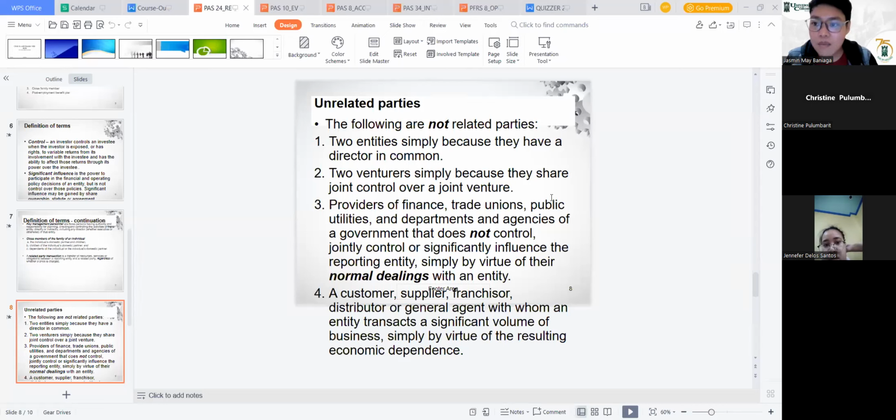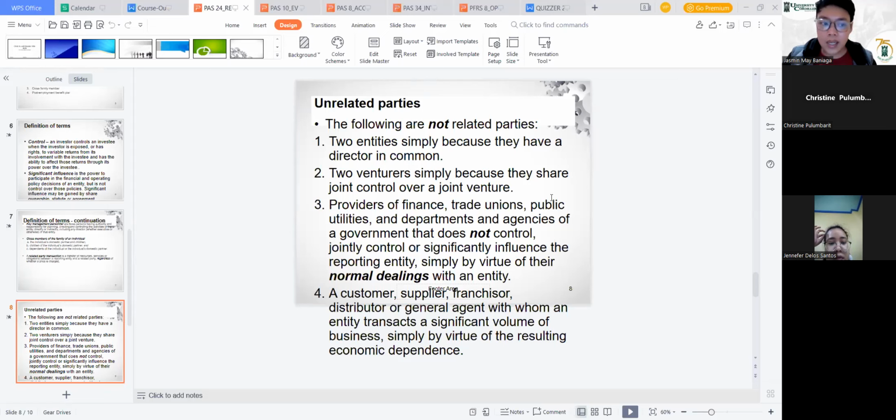Number four, I mentioned this already, our typical customers, our typical suppliers, franchisors, distributors, or general agents with whom an entity transacts a significant volume of business. Just because they are a main or major customer or supplier, and they do not possess control or significant influence, they are not related parties. They are just typical business-related transactions with our entity, simply because of the resulting economic dependence.